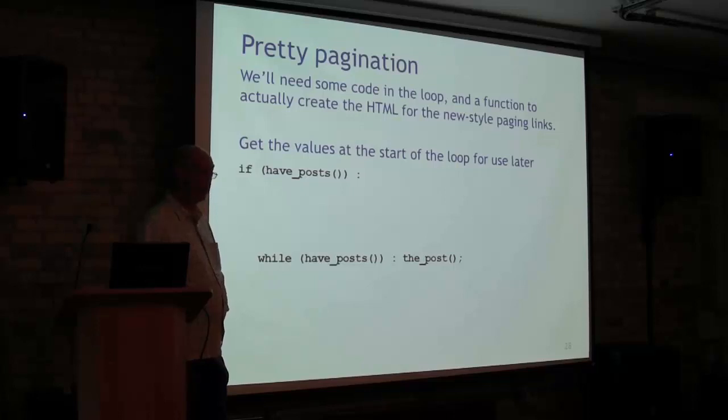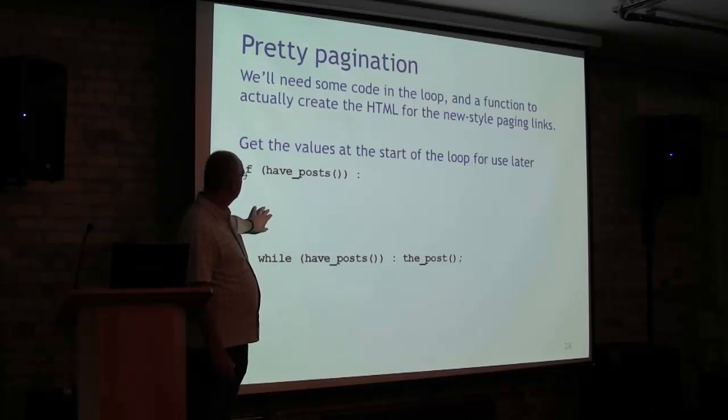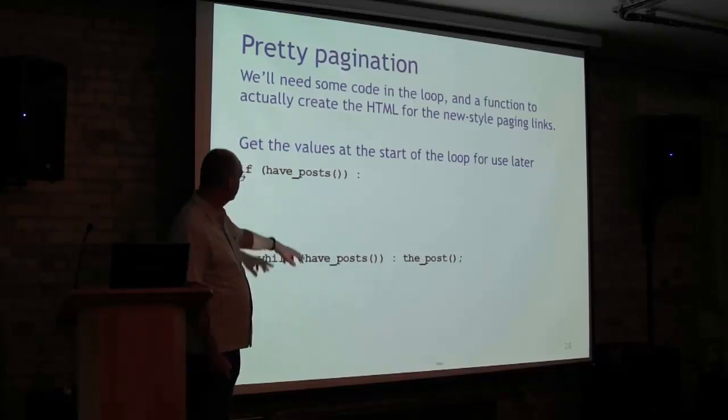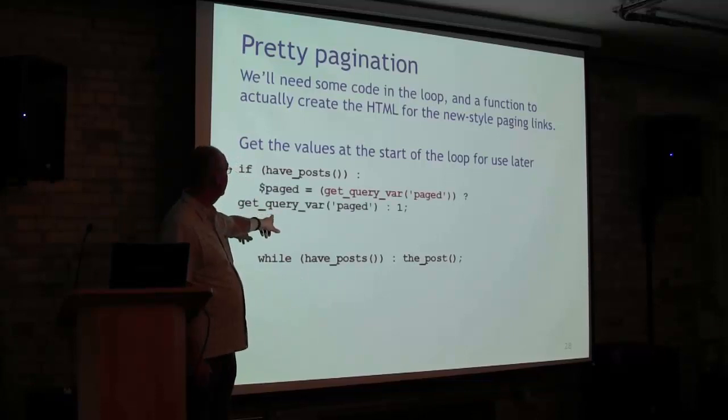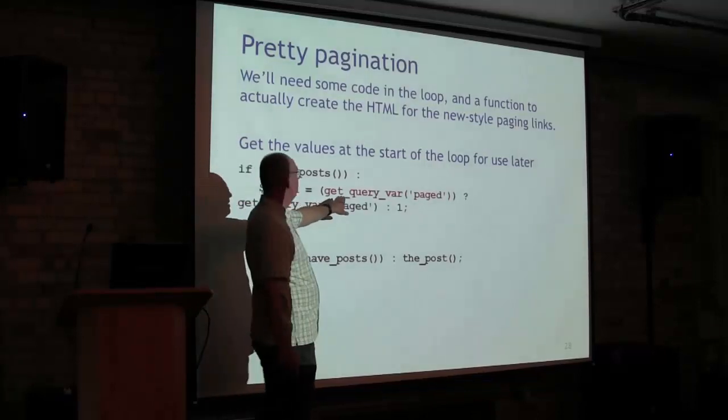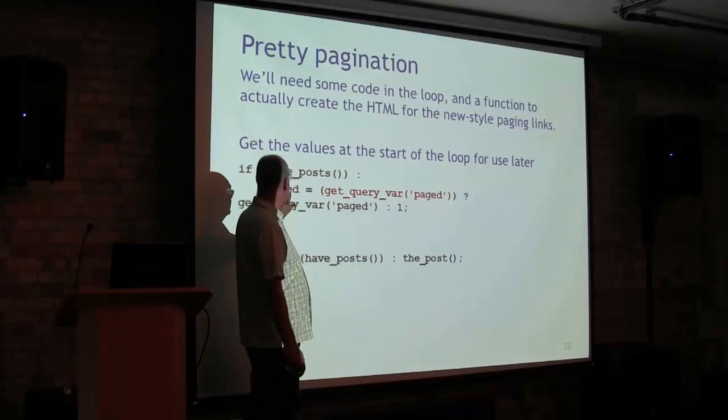Right, so at first I'm going to do it in the actual archive or index.php at the start of the loop. I'm going to pull out a couple of values. Here I'm going to pull out the page to query value and set it into a variable.